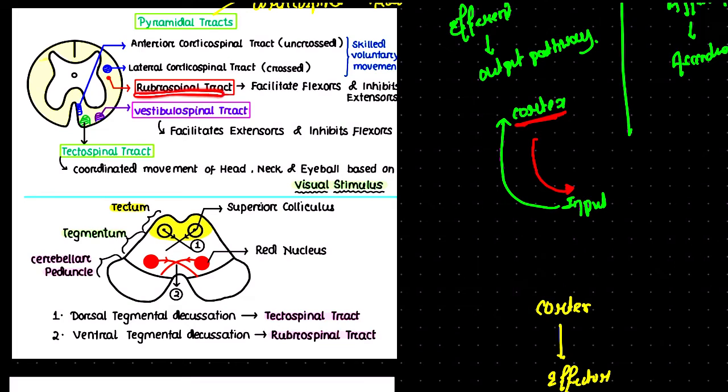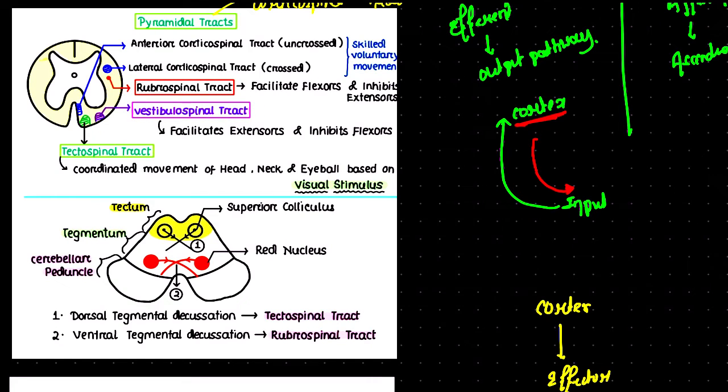Now what is the rubrospinal tract doing? It is facilitating flexors and inhibiting extensors. The opposite action is done by the vestibulospinal tract, that is, it facilitates extensors and inhibits flexors. The rubrospinal and vestibulospinal tracts are opposite in function.